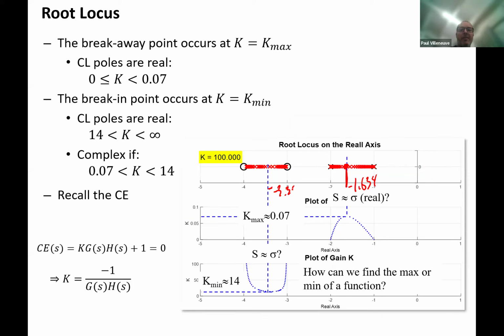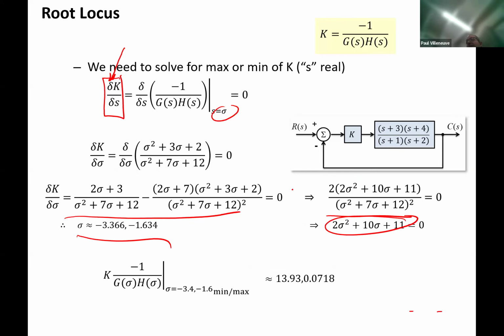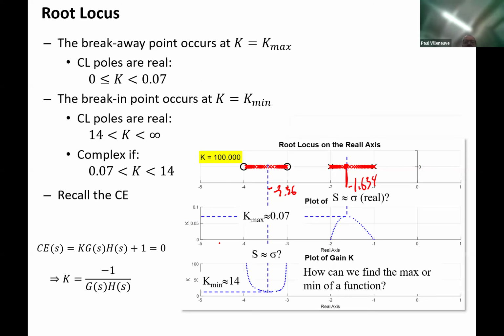Minus 3.36. Those are those 2 points where you break in and break away. Now, sometimes this equation can get pretty crazy, and you might have a bunch more points over here. Some of those points are going to be invalid. How can you tell if they're invalid?